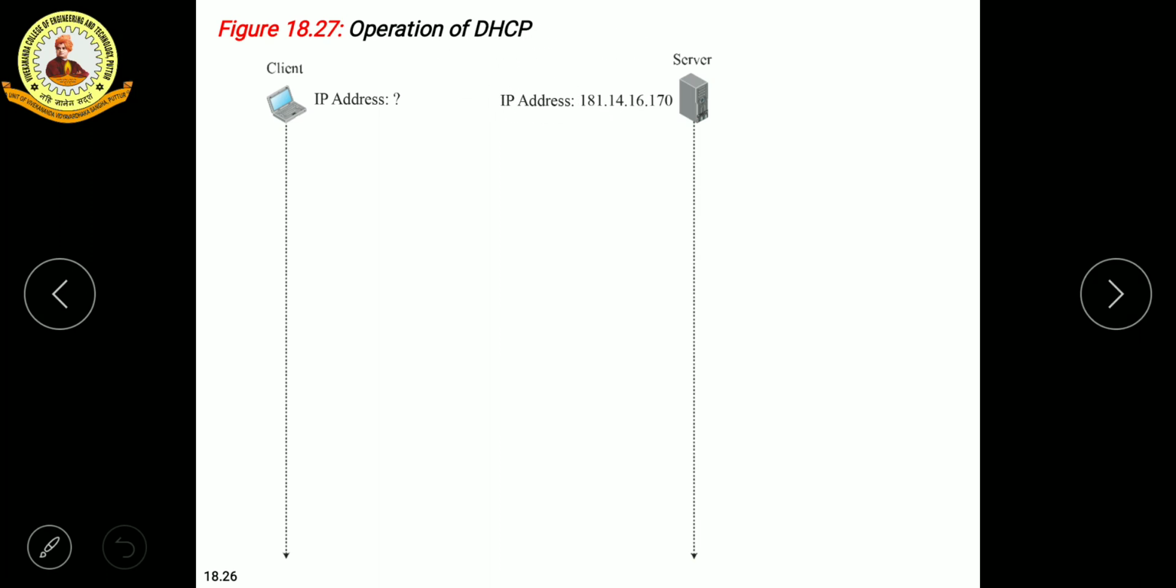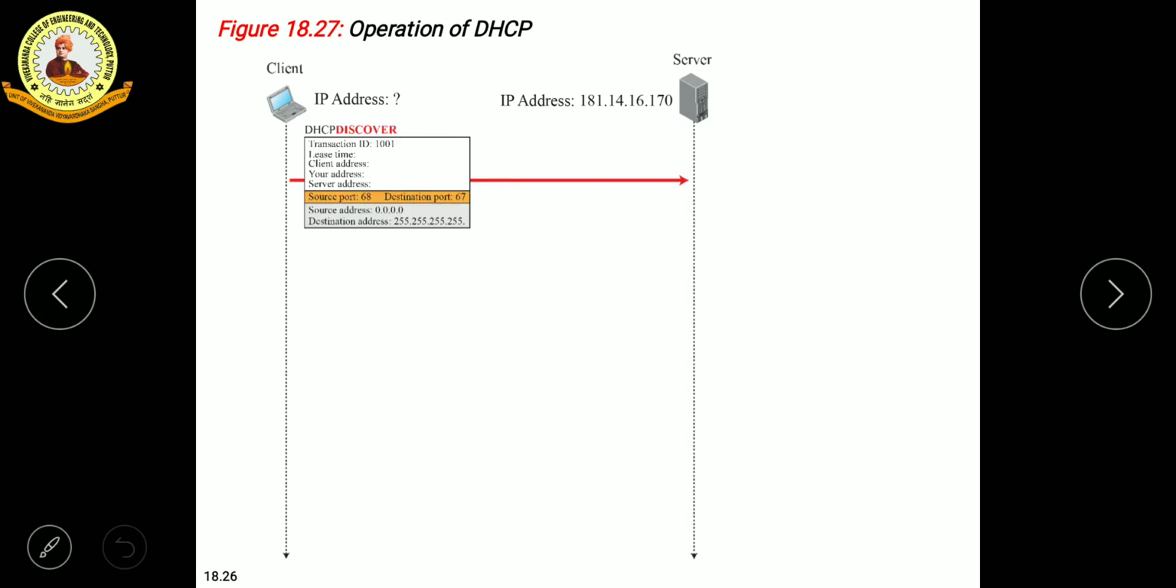The server will say at the end that your IP address is this and this. So how is this done? This we have to know. The first one is DHCP discover. This is the joining host.